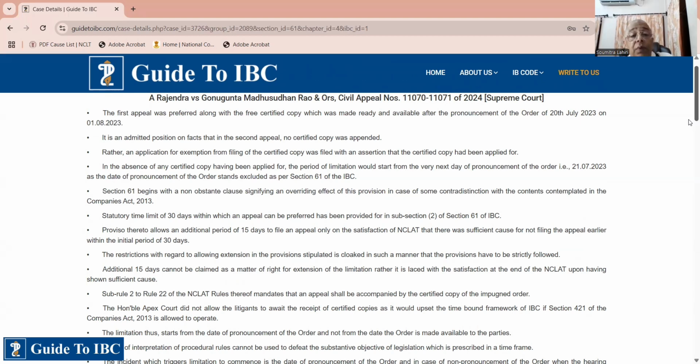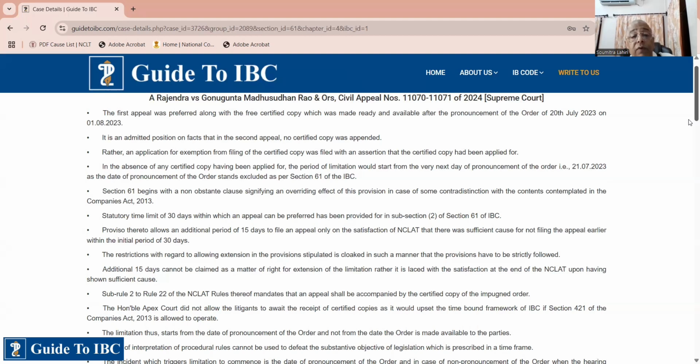The statutory limit of 30 days within which an appeal can be preferred has been provided for in sub-section 2 of Section 61 of the IBC. Restrictions with regard to allowing extension in the provision are cloaked in such a manner that the provision needs to be strictly followed. So it is not as per the whims of the court, it has to be strictly followed. There must be a logical reason for availing the extension of 15 days. It doesn't come as a matter of right. The additional 15 days cannot be claimed as a matter of right for extension of the limitation. Rather, it is laced with the satisfaction of the NCLAT upon having shown sufficient cause.